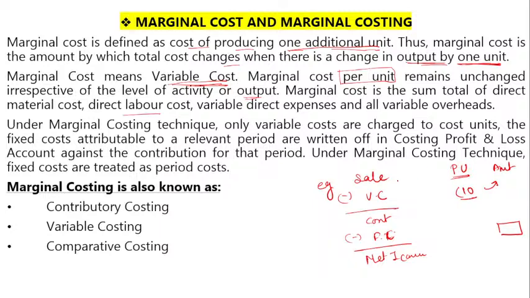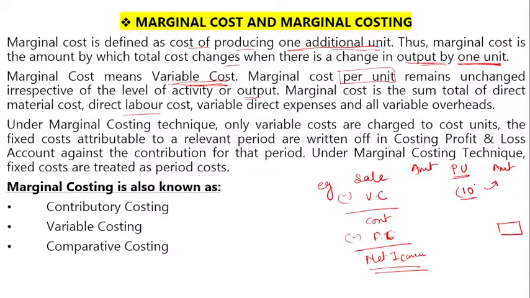Here it is sales minus variable cost. From the sales, when we deduct the variable cost, we get the contribution. From that contribution, when the company deducts its fixed cost, it gets the net income. This net income can be shown per unit and as a total amount. Here it is a total amount.